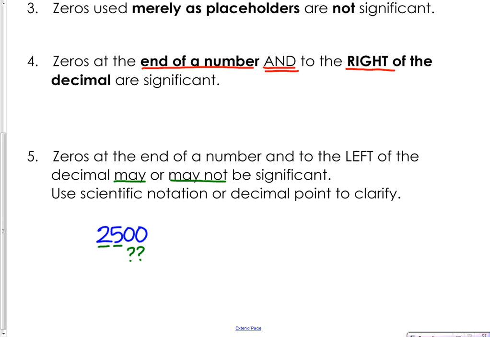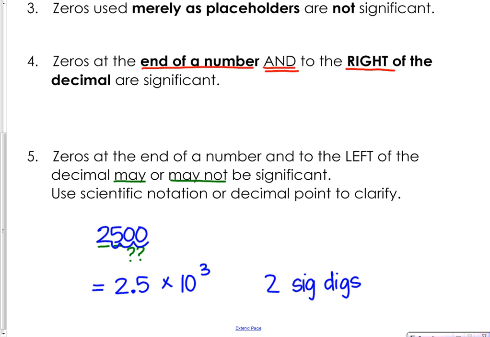So I would write this number in scientific notation. Now, if I wanted this to have 2 sig digs, I could write it as 2.5. Remember, you're sliding your decimal to a number between 1 and 10. And because I slid it 3 places, I would say times 10 to the 3. So this number would have 2 significant digits.